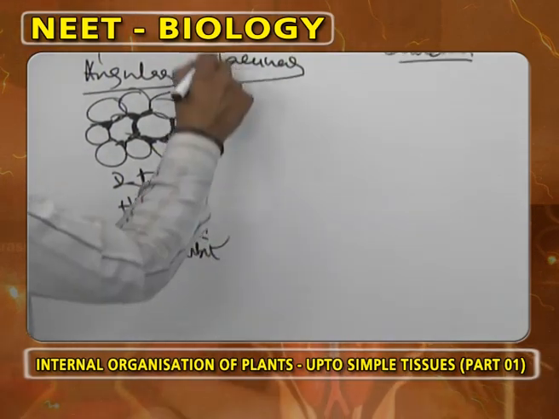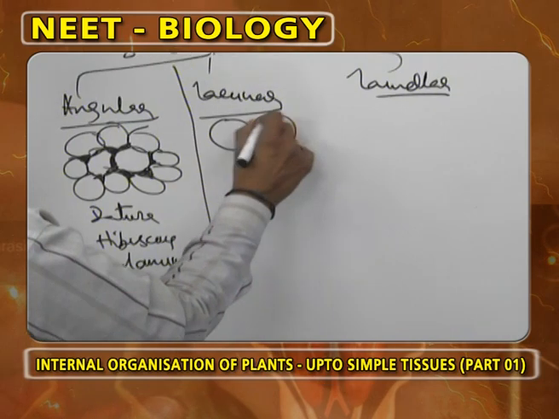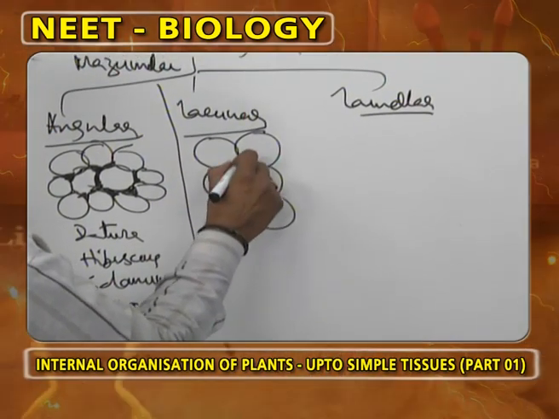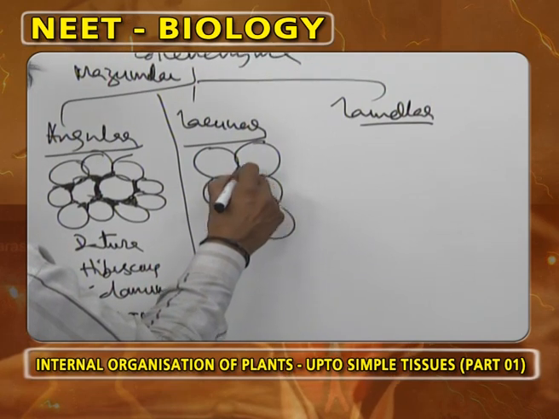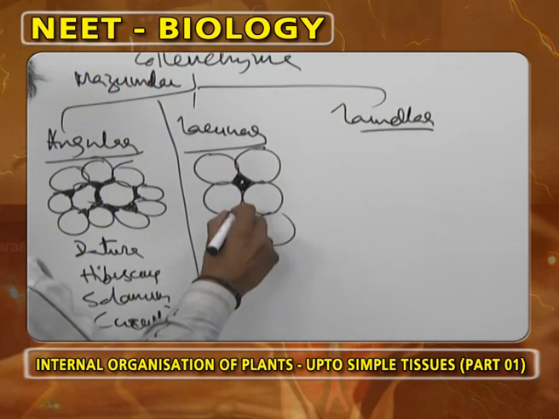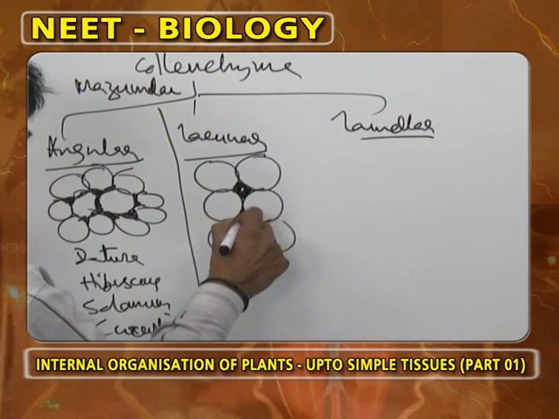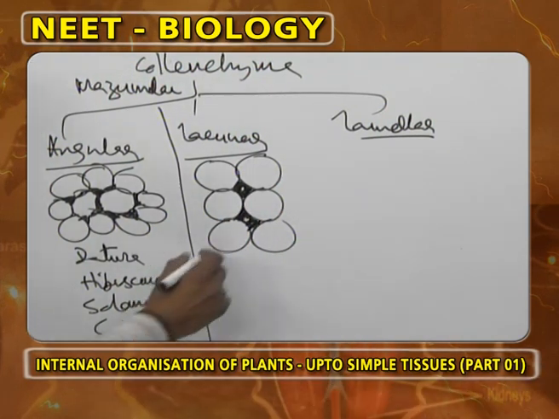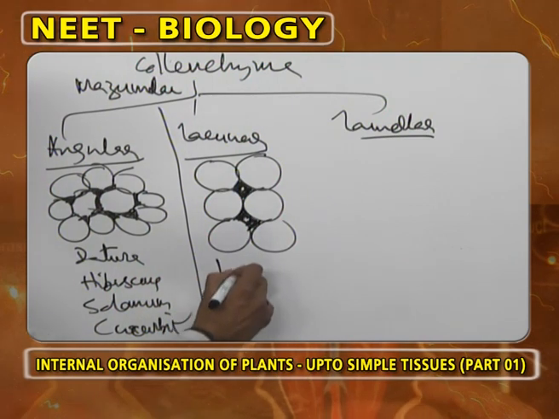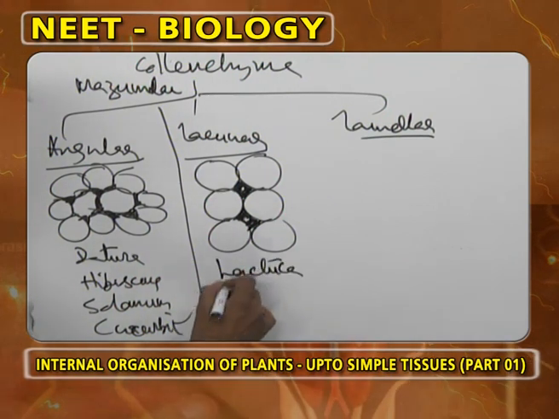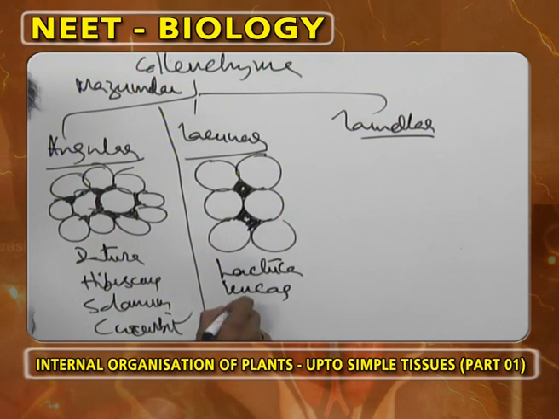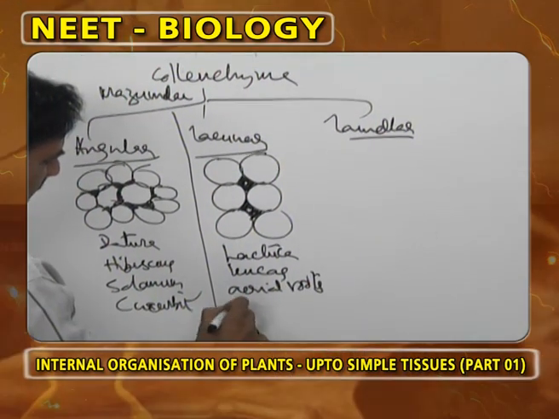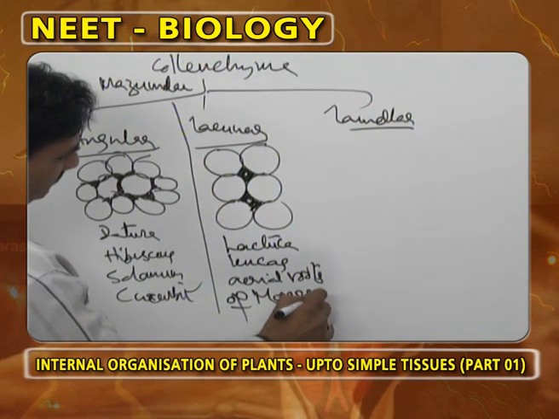Then lacunar collenchyma. Here the cells are arranged in a perfect manner. An empty space is present at the center and surrounding this empty space you will find chemical substance depositions. It is found in the stems of Lactuca and Leucas. Special mention is the aerial roots of Monstera.